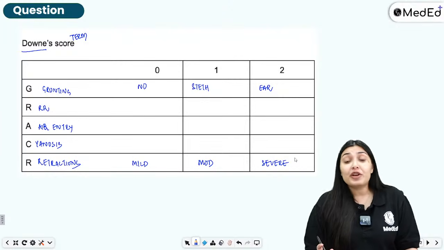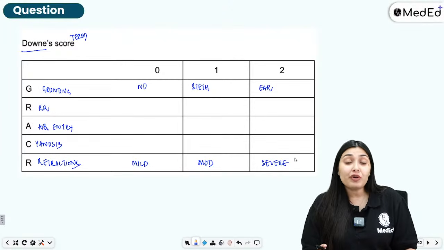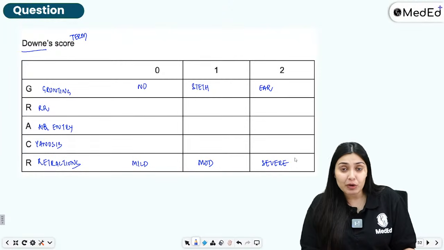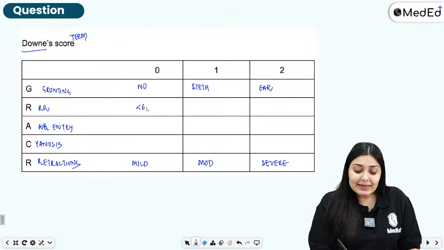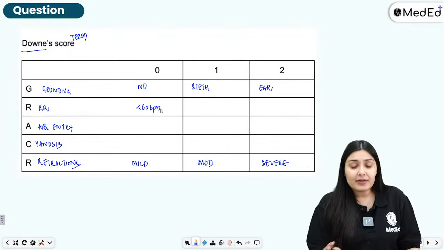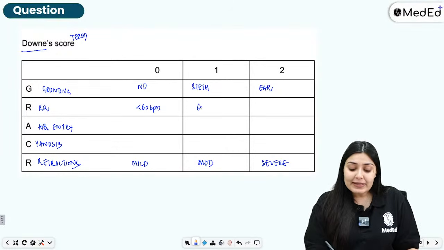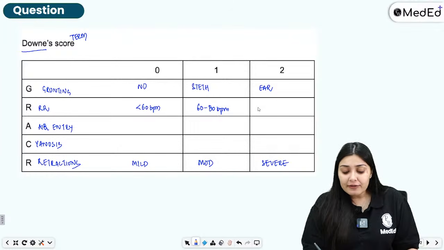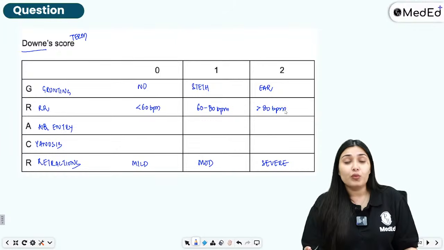Then comes respiratory rate. The normal respiratory rate of a newborn is 40 to 60 breaths per minute. So if it is less than 60, you're going to say 0. If it is 60 to 80, then 1. And if it is more than 80, then it is 2.